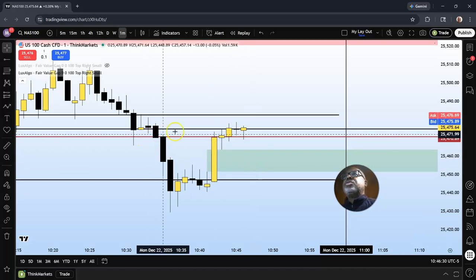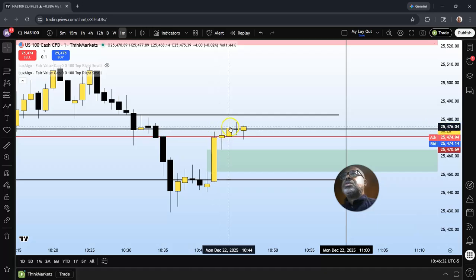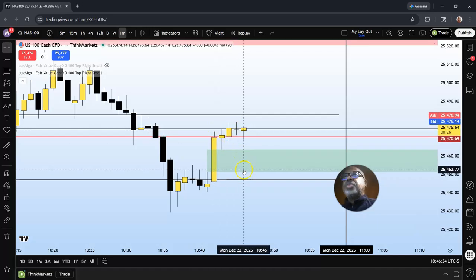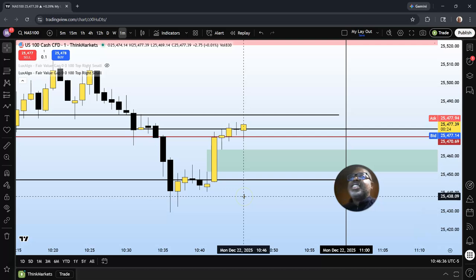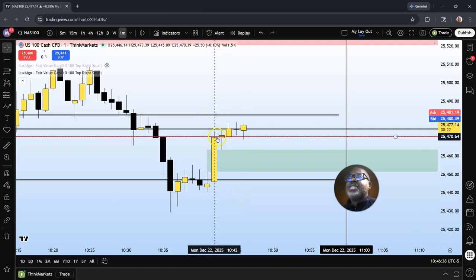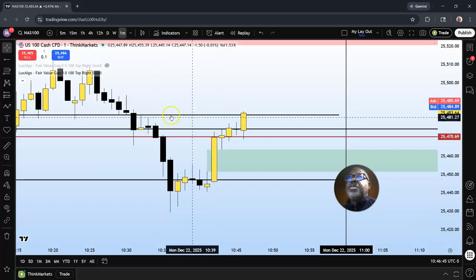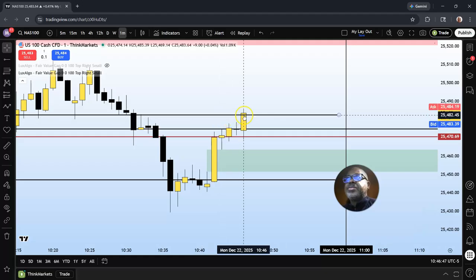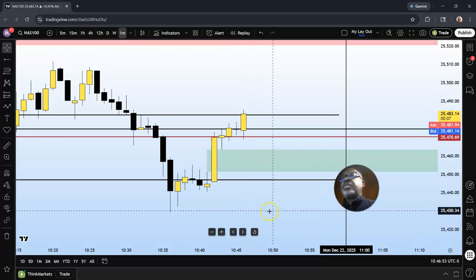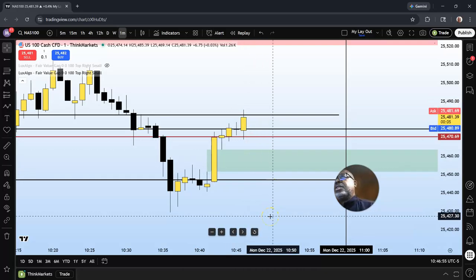So what I'm going to do is wait. Patience. Alright, patience. Okay, so we finally got a break of this line now. So now it needs to pull back into the fair value gap. That's what I'm waiting for. It may take off without me, so therefore there'll be no trade.